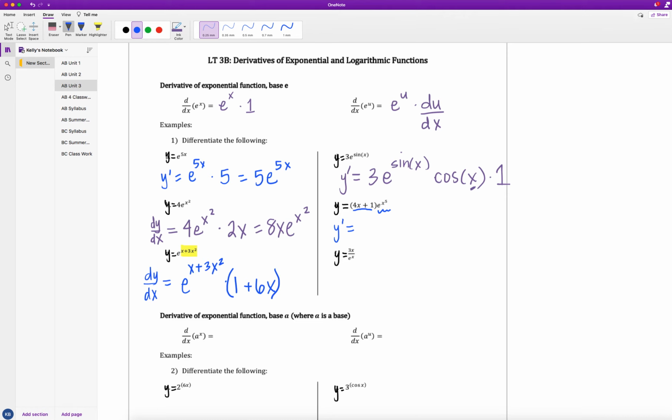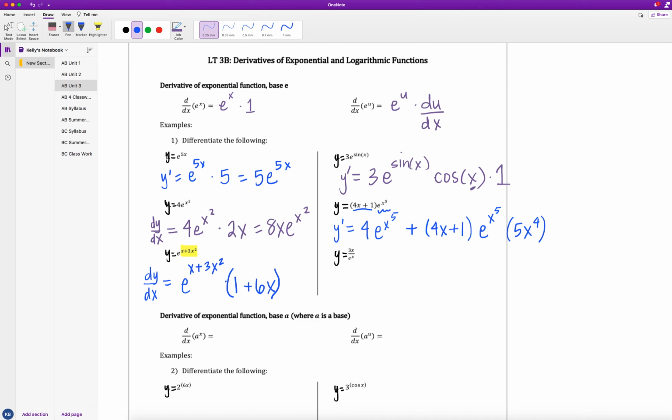So the product rule tells me that I take the derivative of the first function. Our first function here is 4x plus 1. The derivative of that function would be 4. Keep the second function the same, so I just rewrite the e to the x to the 5th. Plus, now I'm going to keep my first function the same, so 4x plus 1, times the derivative of e to the x to the 5th. To take that derivative, I have to use a chain rule. I get the original function, e to the x to the 5th, times the derivative of that exponent, and the derivative of x to the 5th is 5x to the 4th.